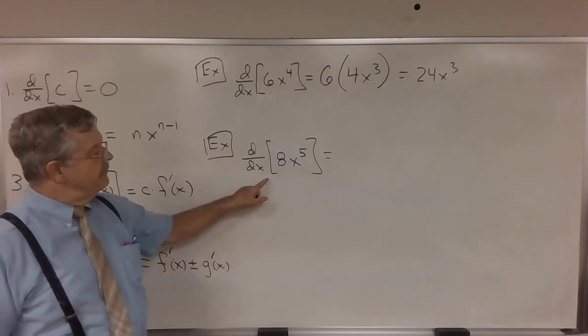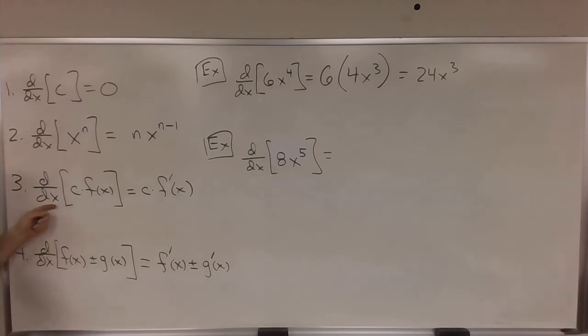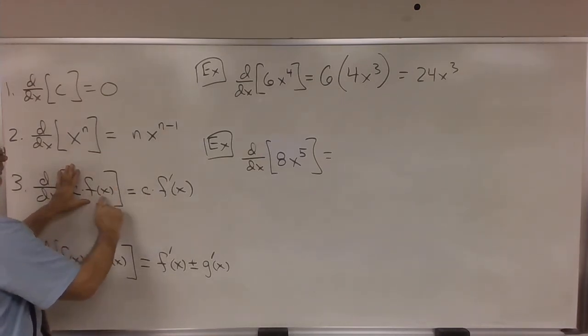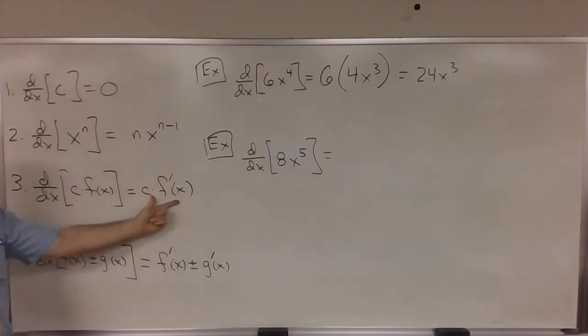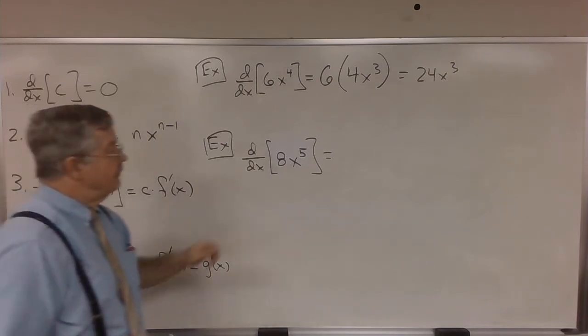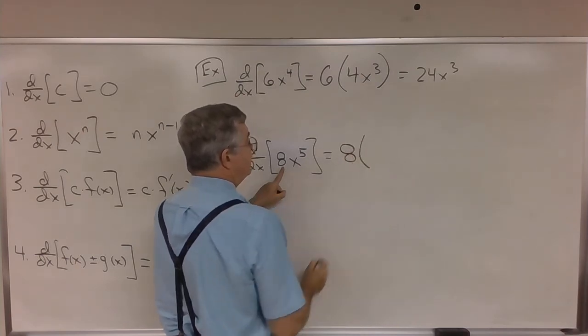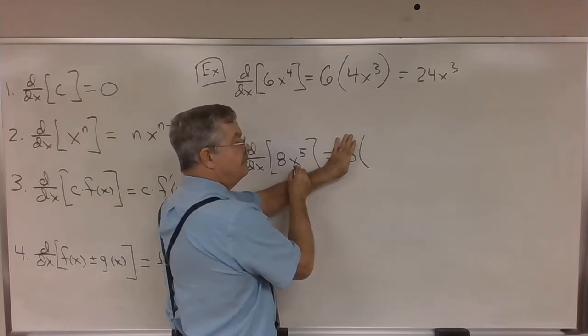Again, we have the derivative of a constant times a function. And property number 3 says that when we compute the derivative of a constant times a function, we write down the constant and then we forget about it and we concentrate on computing the derivative of the function. And when we do, we just multiply them together. So first step, write down the constant. And then for the time being, we'll forget about the constant. And we'll look at the function and compute its derivative.